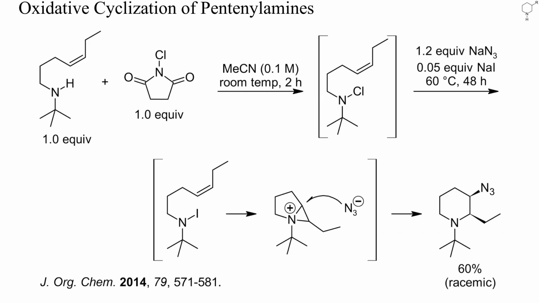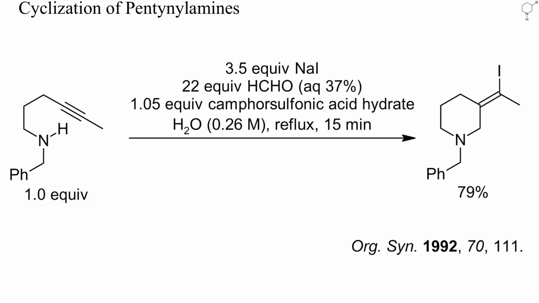Here, a similar cyclization was brought about by treating the pentenylamine first with NCS and then with a mixture of sodium azide and iodide. An azidopiperidine resulted with high diastereoselectivity. Amines can also react with internal alkynes, either by direct nucleophilic addition or by electrophilic attack by an iminium salt. Here, the latter strategy was used to prepare an iodinated 3-ethylidene piperidine.